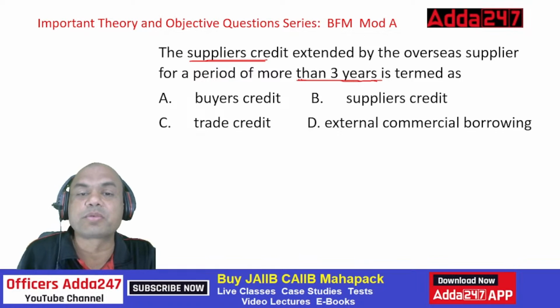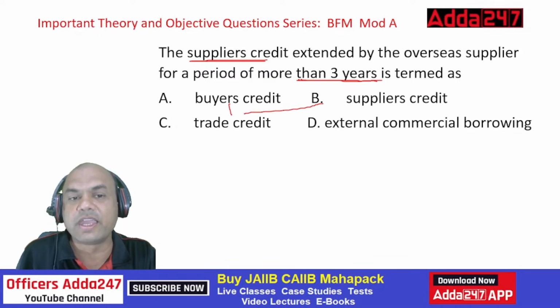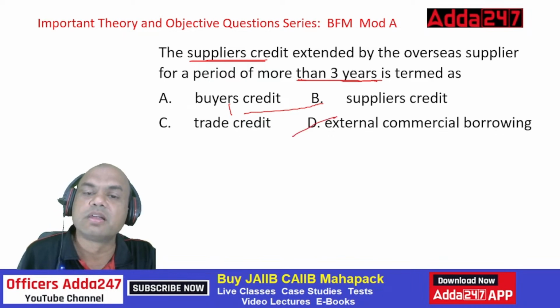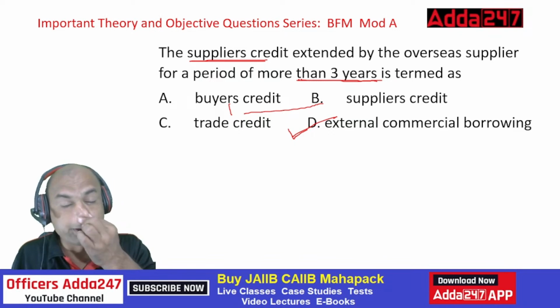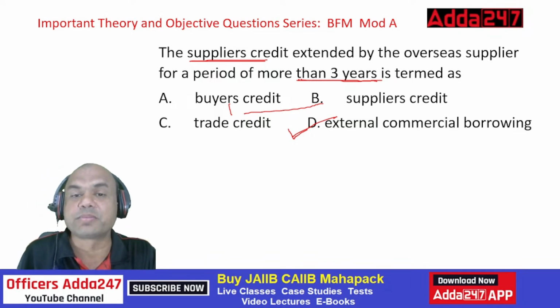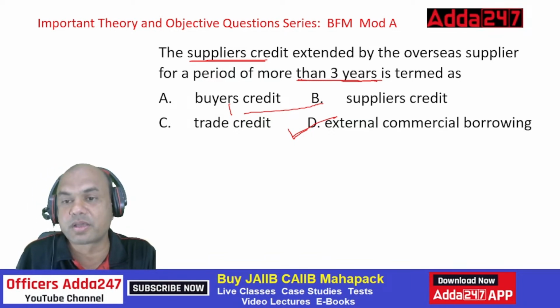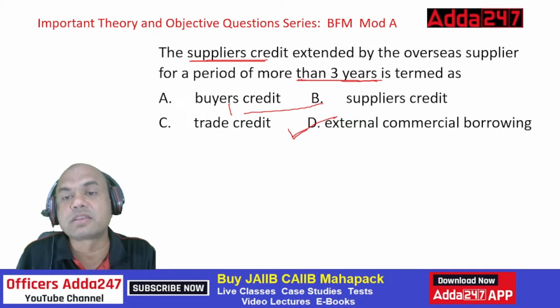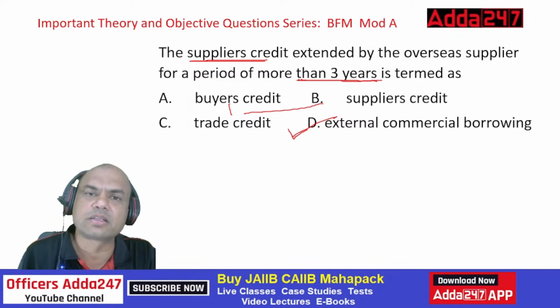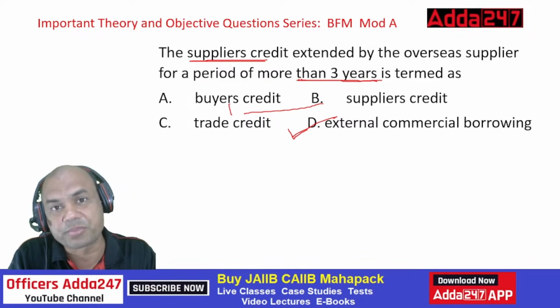See here, generally up to this 3 years, it's called buyer's credit, supplier's credit, and both are under the same category of trade credit. A and B are under the category of C. But this D is different. D becomes external commercial borrowing when the period goes beyond 3 years. So the supplier's credit extended by the overseas supplier for a period more than 3 years is termed as ECB, external commercial borrowing, and that is the actual chapter.